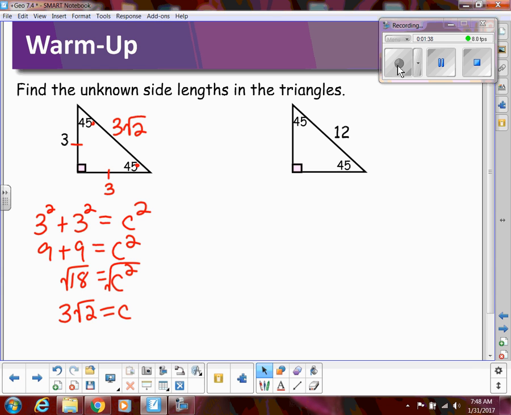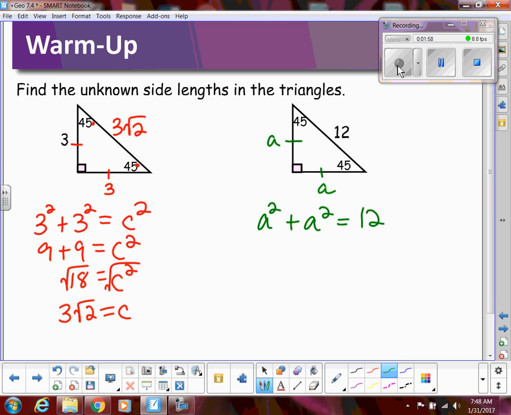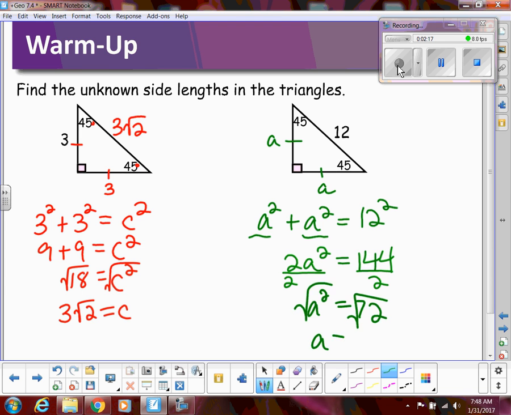Now let's do the same thing over here. All right, so again, I don't know these, but I know that they're the same. So rather than calling this A and B, I'm going to call them both A and A. So instead of doing a squared plus b squared equals c squared, I'm going to do a squared plus a squared equals 12 squared. So I can combine like terms, which would be 2a squared equals 144. I'm going to divide by the 2, which gives me 72. And then I'm going to take the square root. So again, keep this as a simplified square root, and then you get 6 root 2.